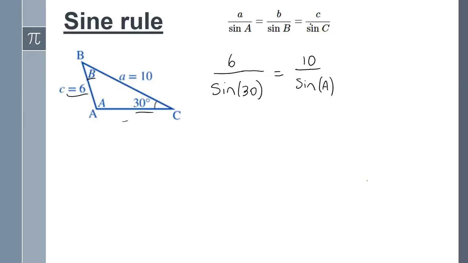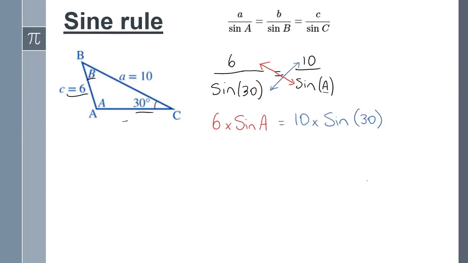And what we're going to do is we're going to cross multiply and solve for A in this case. So cross multiplying, you're going to take the numerator of one fraction and multiply it by the denominator of the other fraction, and the same on the other side. So we're going to be left with 6 times sine of A equals 10 times sine of 30.